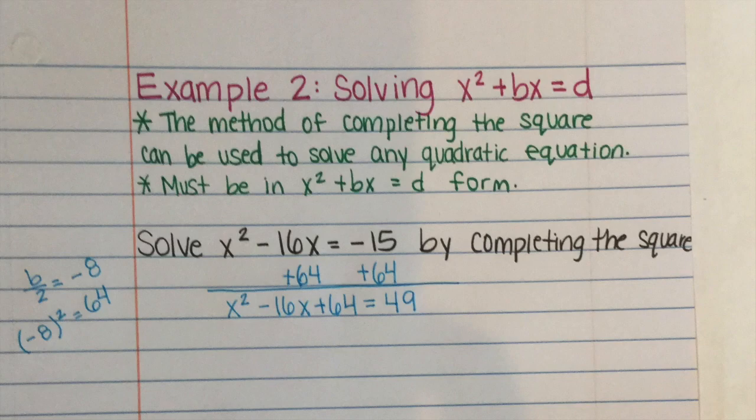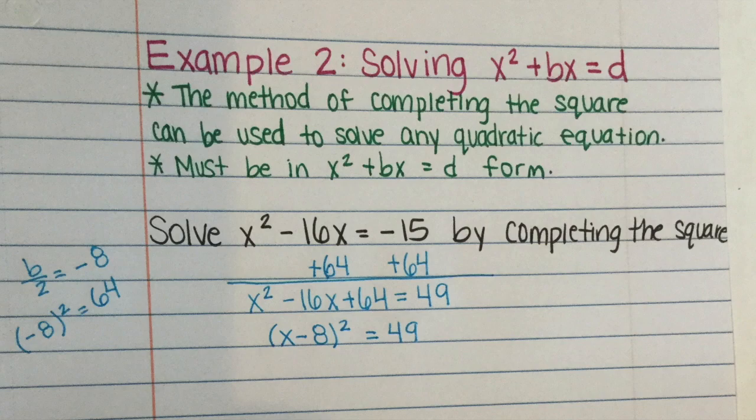So what we learned yesterday, my first step in completing the square is I'm going to take half of that middle x term. So half of negative 16 is negative 8. And I did that off to the side. And then negative 8 squared is equal to 64. So once I find that constant, I'm going to add 64 to both sides of the equal sign. Since we are now solving equations, you have to do it on both sides to keep the equation in balance. So I'm left with x squared minus 16x plus 64 is equal to 49 because negative 15 plus 64 is equal to 49.